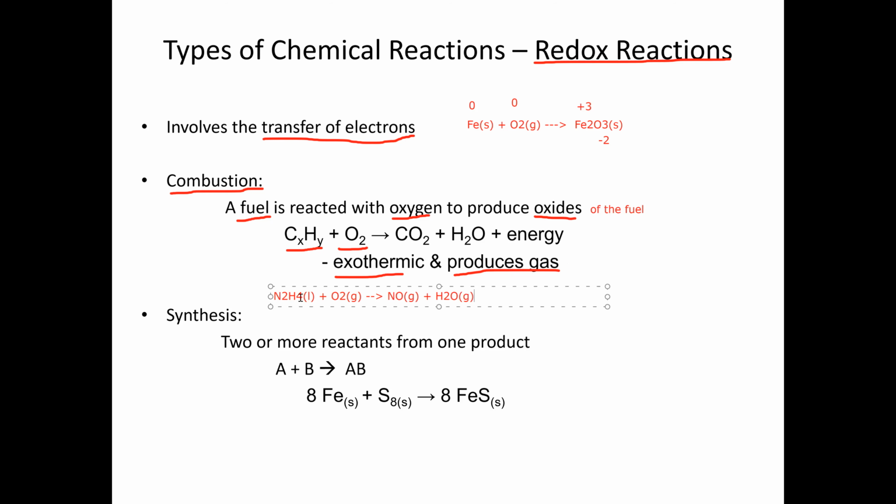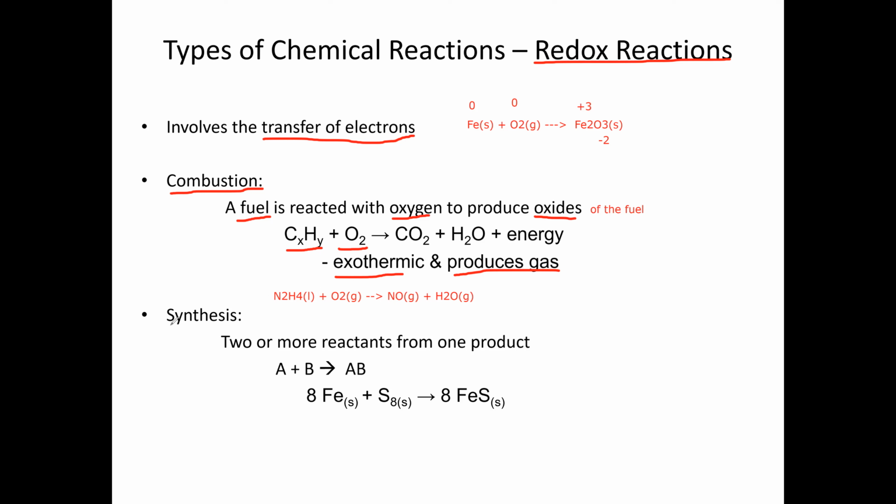So here we use hydrazine. It's our fuel. We react it with oxygen. We get oxides of the fuel. So here we have nitrogen and hydrogen. We get nitrogen monoxide and steam in this example. So this is one type of redox reaction.